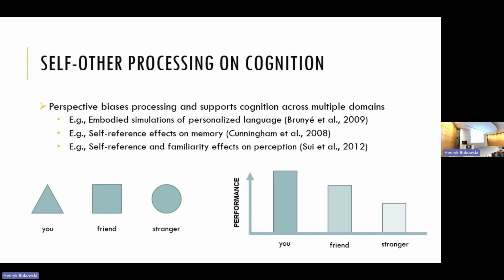And we also see self-reference effects on more perceptual processes. So, for example, in shape recognition, so perceptual decisions about shapes, people are better and faster at recognizing those shapes when they've previously been paired with a self label compared to when they've been paired with an other label. And also we see a familiarity effect there, where similar other labels are better and faster remembered than things with a different other label.